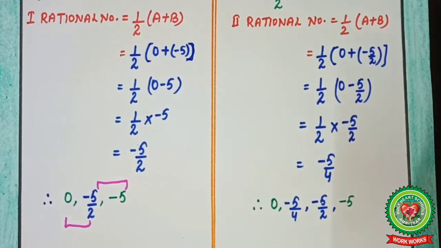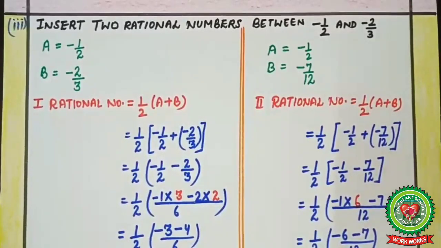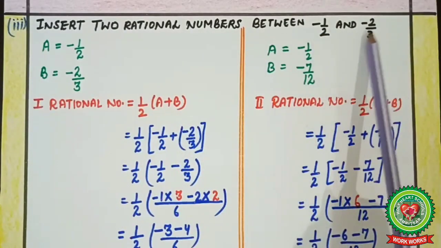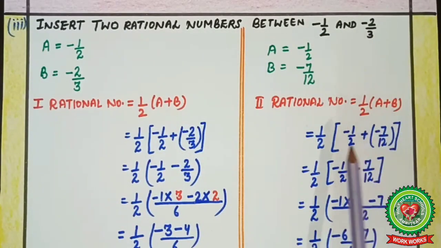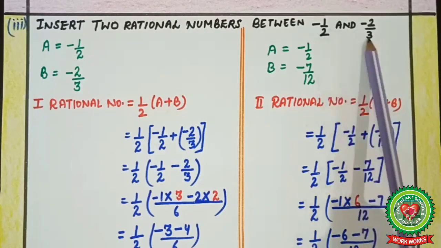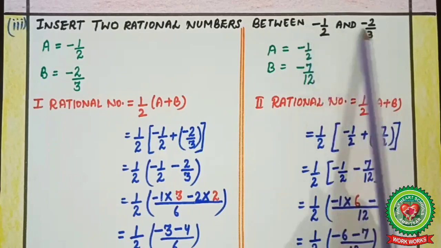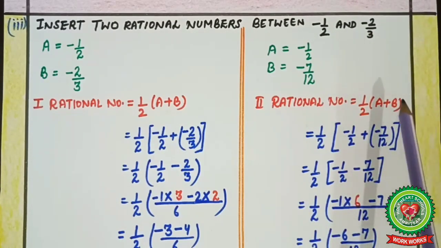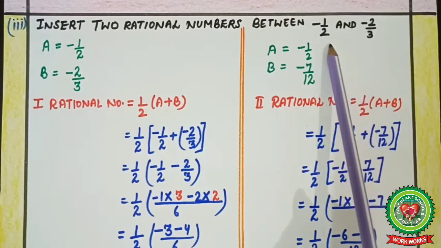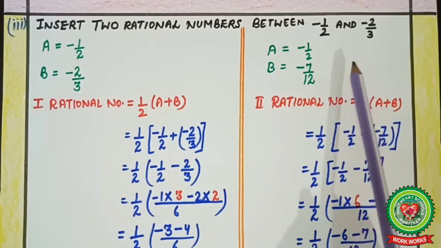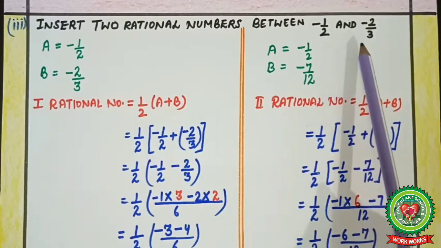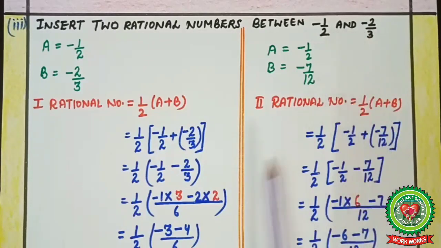So now move to the next example. Insert two rational numbers between minus 1 upon 2 and minus 2 upon 3. Now students, here you can see that I have taken one example in which two rational numbers are given with both minus signs, right? So earlier we discussed the first example with both numbers with plus sign, the second with one minus and the other with plus sign, and the third example I'm taking with both with the negative sign.